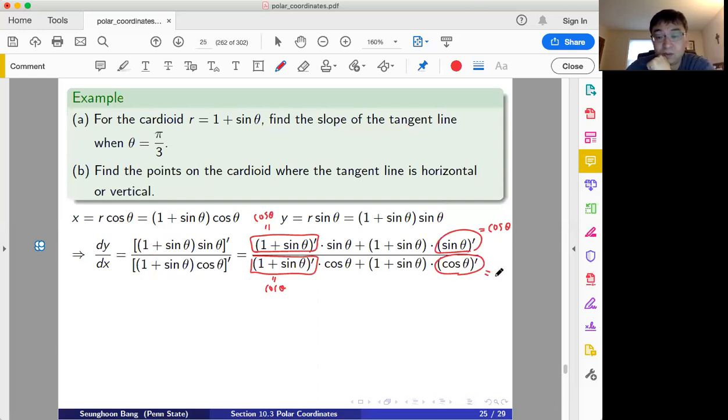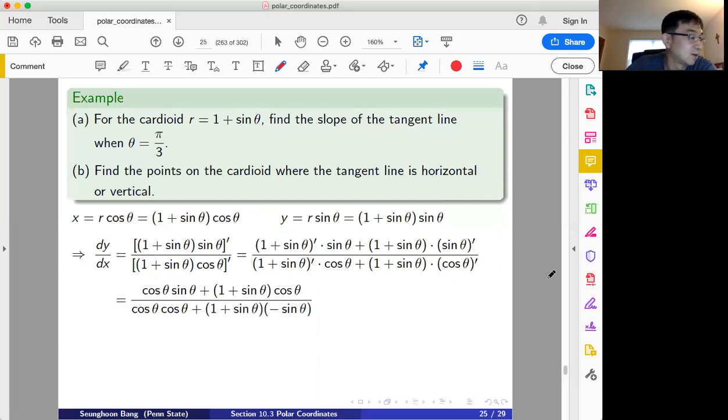What's cosine theta prime? Negative, you're right, yes. Negative sine theta, like this. So we have it. The next, combine. Cosine theta is a common factor. You factor out cosine theta. What's that? We have cosine theta.